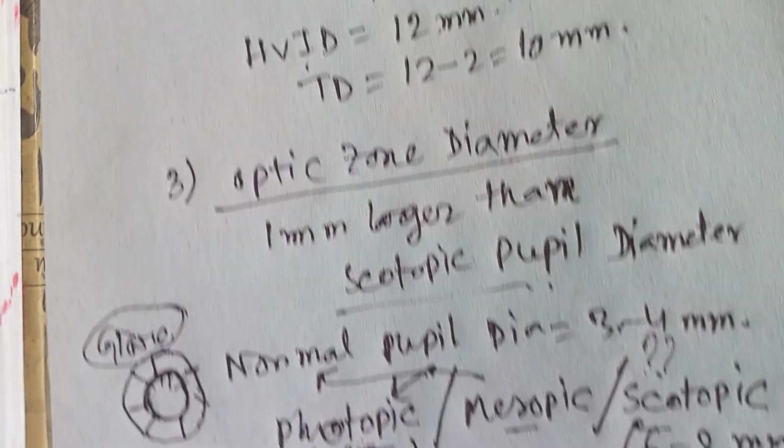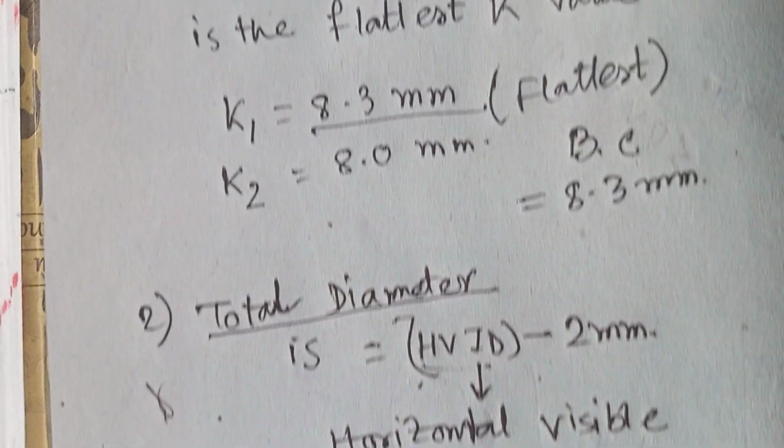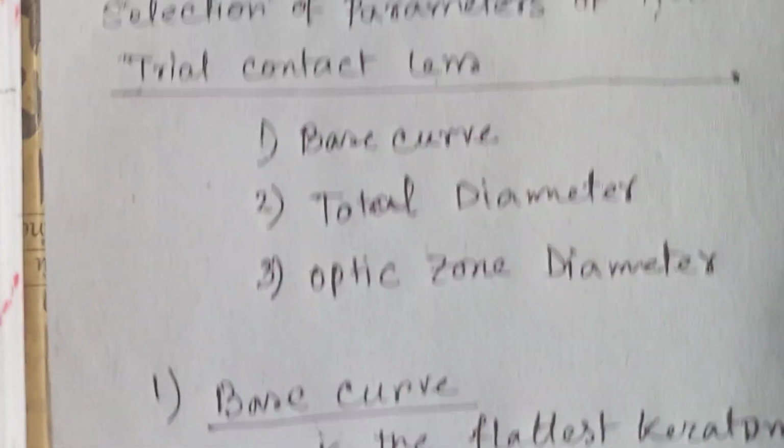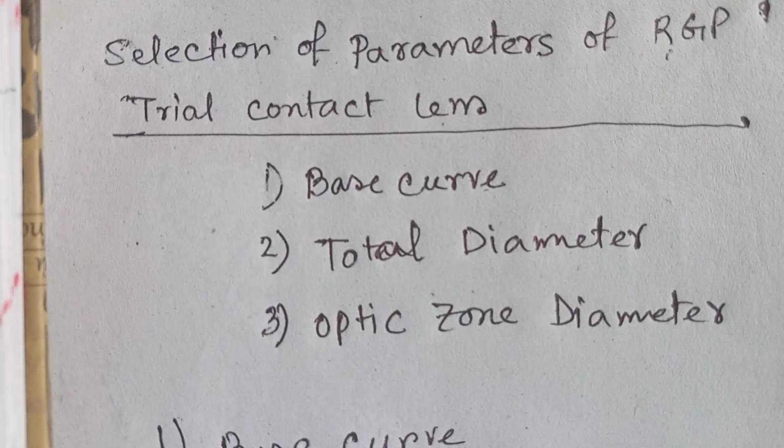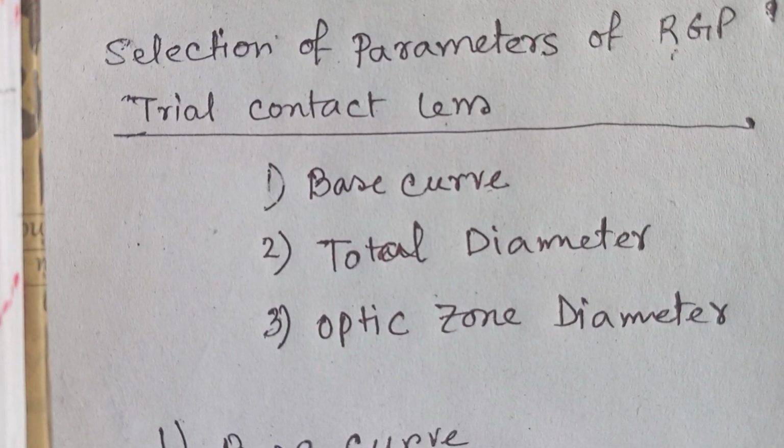So these are the three parameters we need to assess. This is all about the selection of parameters of an RGP trial contact lens.